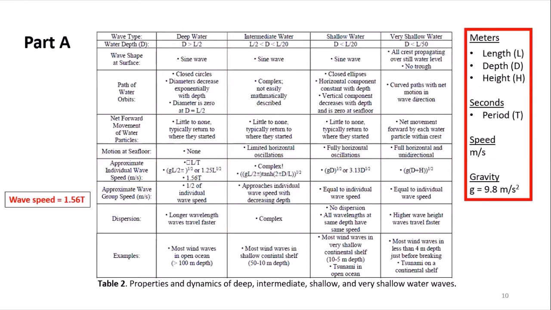Remember, length, depth, height are all measurements of distance. Period is a measure of time. Speed is a measure of meters per second. And also in your calculations, you'll use the gravitational constant of 9.8 meters per second squared.